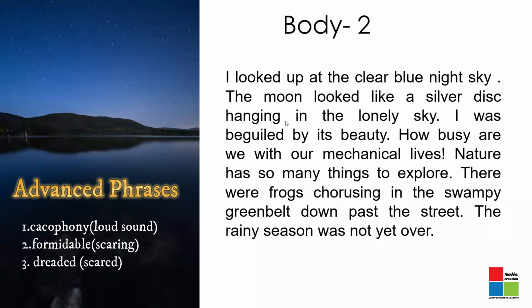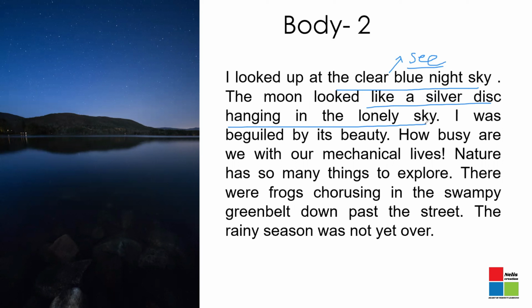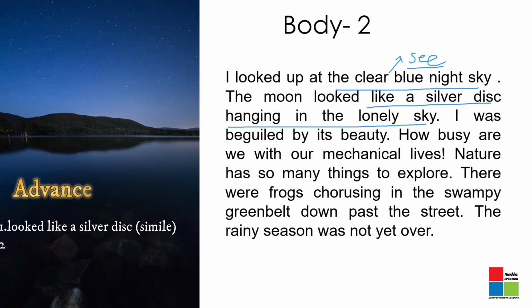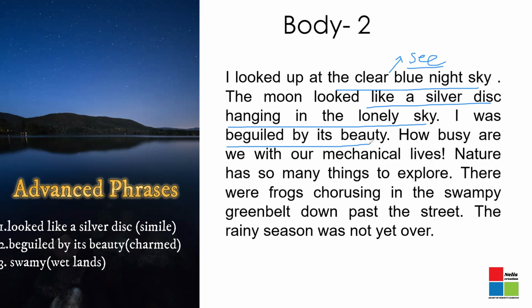We move on to the next paragraph. I looked up at the clear blue night sky. Again, which sense am I describing over here? I'm using the sense of seeing. Whatever I'm seeing, I'm describing that. The moon looked like a silver disk hanging in the lonely sky. Again, I'm using a simile, and even you can do that. If you want to make your descriptions really stand out, you can, of course, use a simile. I was beguiled by its beauty, means you were very charmed by the beauty of the moon.